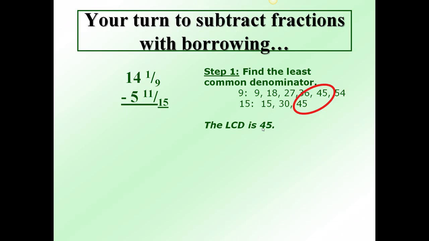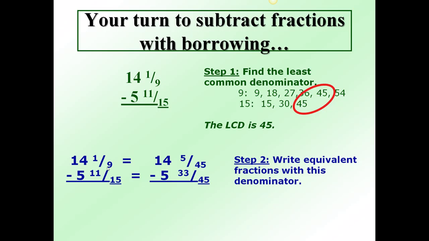What was step two? Make equivalent fractions. So let's do it. Okay, 9 times what is 45? 9 times 5. So we have to do that to the numerator. 1 times 5 is 5. This is our equivalent fraction. Let's do it again with 11 fifteenths. 15 times what is 45? 15 times 3. And so we do that same thing to our numerator. 11 times 3 is 33.